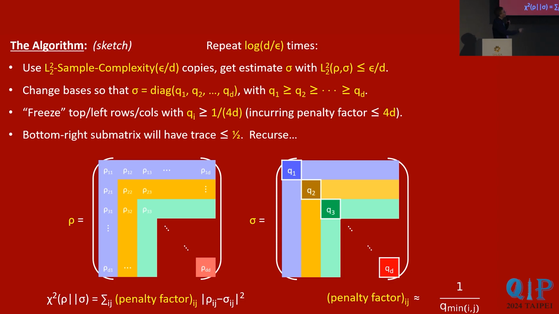Okay, and that's why there's this outer loop that has logarithmically many steps. You just rerun the algorithm restricted to this bottom right matrix, and that bites off another half of the trace, and you do that again and again, and it keeps biting off half of the trace. And then once the trace is really small, like polynomial in epsilon over d, you can do some trivial thing to finish it off. So this is the sketch of the whole algorithm. Just run L2 squared estimation, freeze the part where the diagonal entries are big enough, and then recurse on the lower right submatrix.